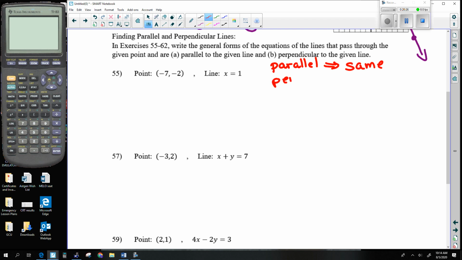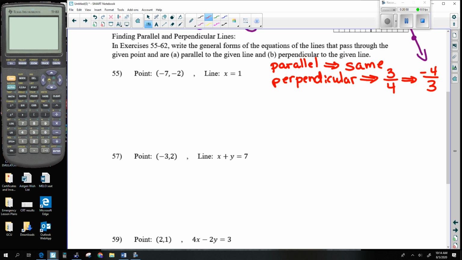In the perpendicular, it's an opposite reciprocal. So something that would be an opposite reciprocal is if I have a slope that is 3/4, that would imply that the perpendicular slope would be -4/3. So opposite, that would be the positive turning into the negative, and the reciprocal, which would be a 3/4, is a 4/3.